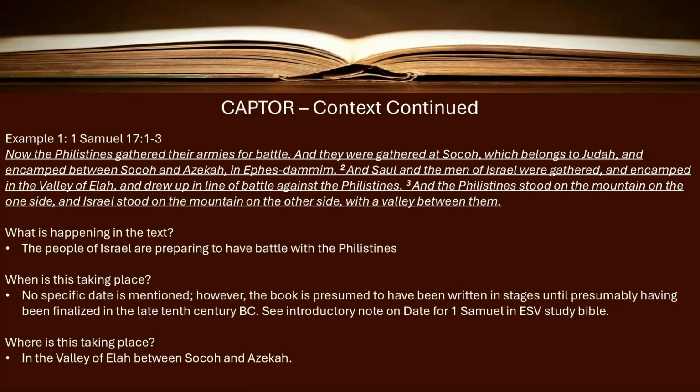That is a mouthful. I want you guys to say those three places five times fast. And Saul and the men of Israel were gathered and encamped in the valley of Elah, and drew up in line of battle against the Philistines. And the Philistines stood on the mountain on the one side, and Israel stood on the mountain on the other side, with a valley between them.